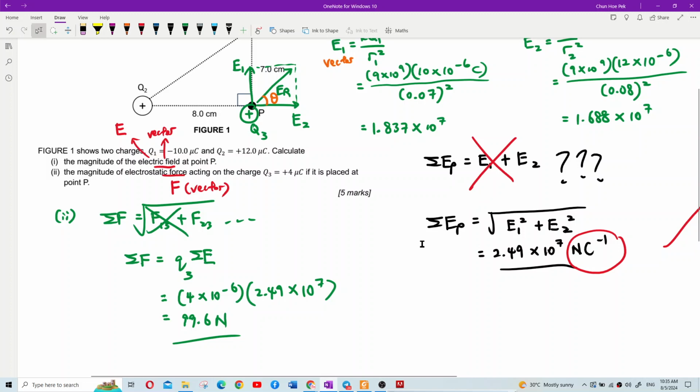Once you have the resultant electric field, you can find the resultant force straight away. Just multiply by the test charge. This is what we call the test charge. This Q3 is the test charge. Just multiply by the test charge, then we get the resultant force. Understand or not, class?